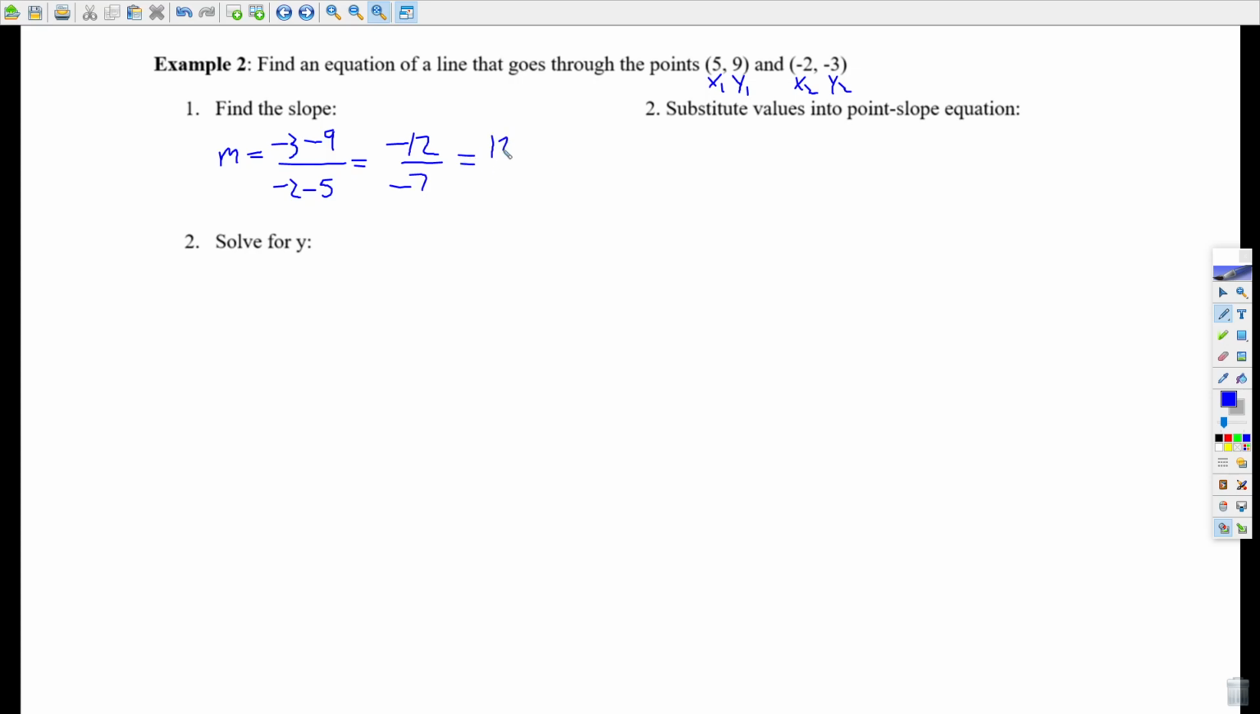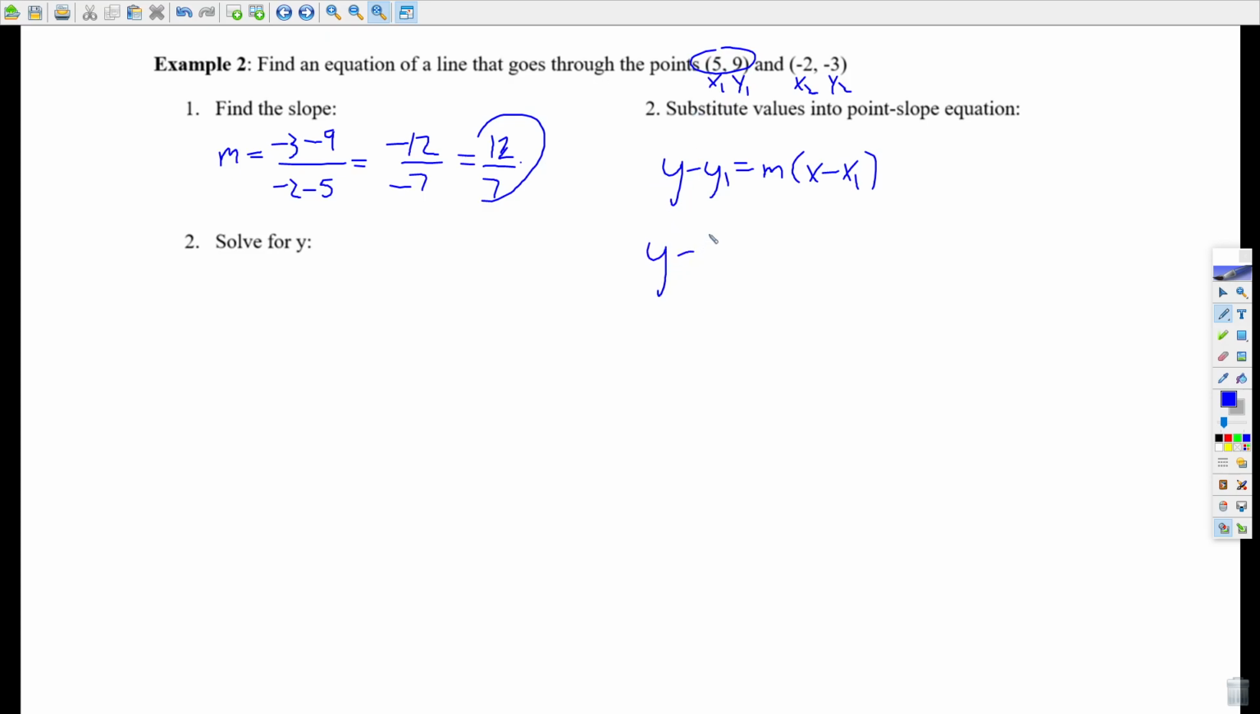Those just cancel out to become positive, but nothing else simplifies from there. So it's 12 over 7. Plug this into our point slope equation. So if you remember, it's y minus y1 equals m times x minus x1. And then we plug in the stuff. We have our slope here, and we have our point up here.